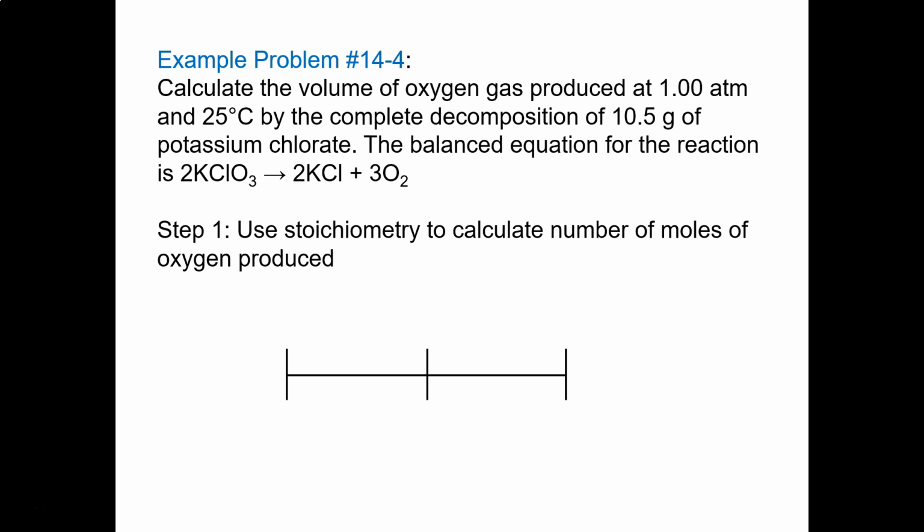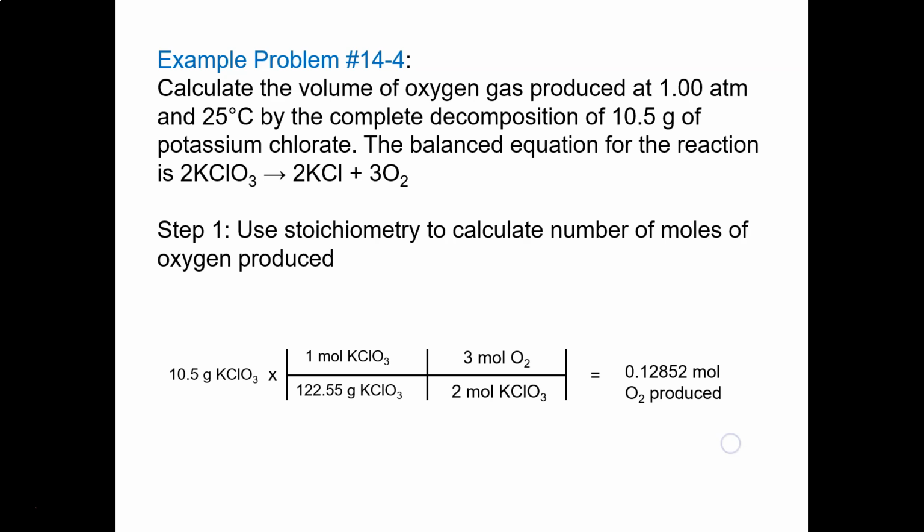Step number 1, use stoichiometry. So we start with 10.5 gram potassium chlorate. I'm going to convert that to moles of potassium chlorate using the molar mass. And then I am going to convert moles of potassium chlorate to moles of O2 using the mole ratio, which is 3:2. So that should give me the number for moles of O2 produced.